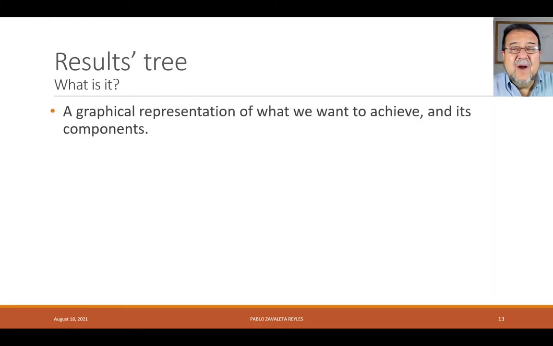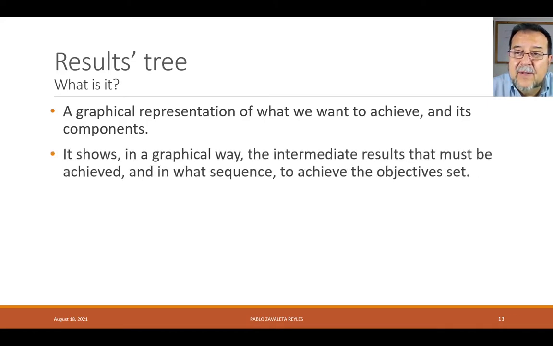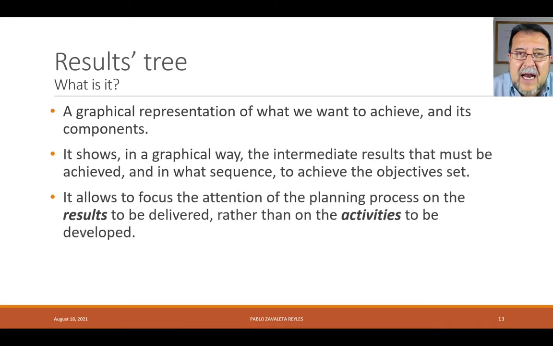What is it? It's a graphical representation of all the results that we need to achieve and how they are dependent one on another. It allows us to focus the complete process on the results rather than on the activities. That's why it's called a results tree.